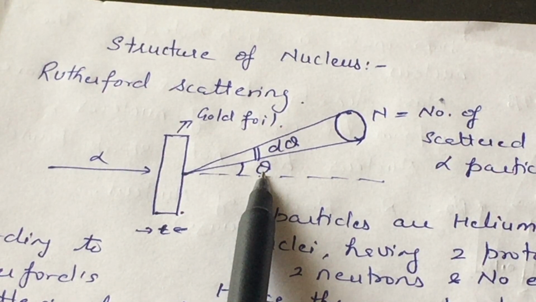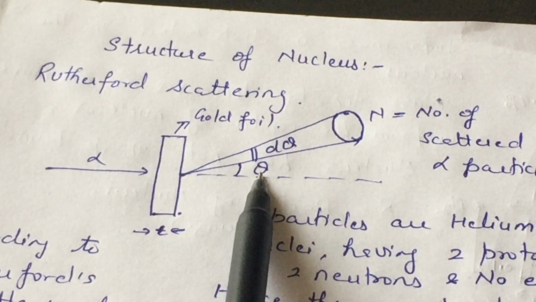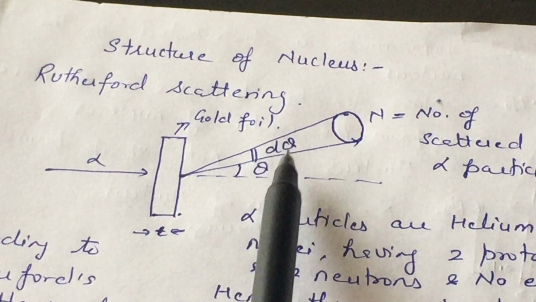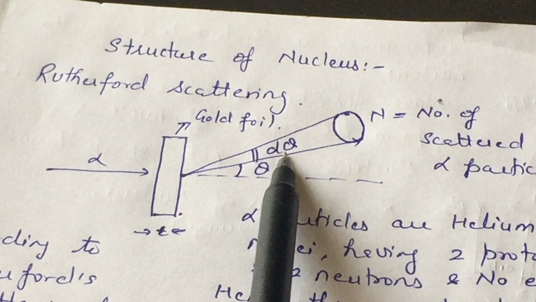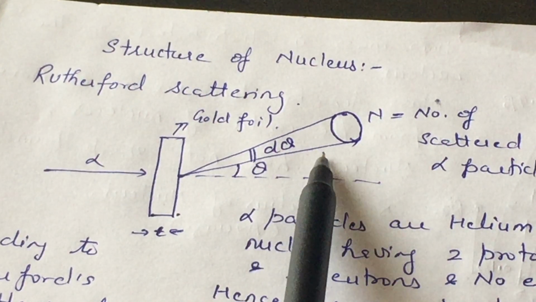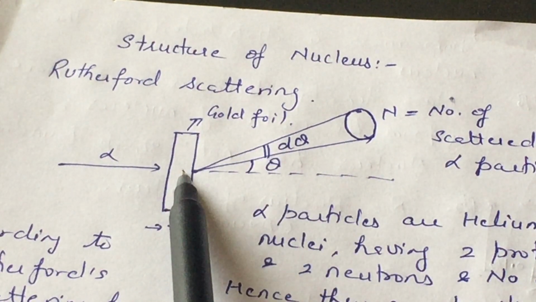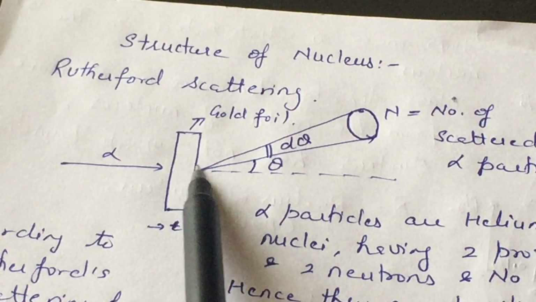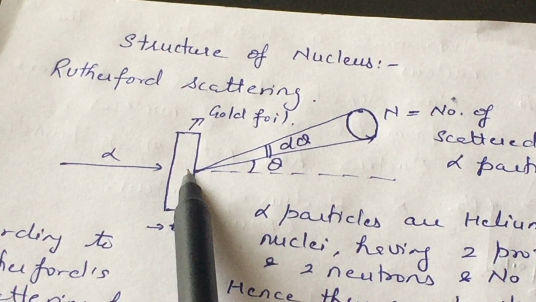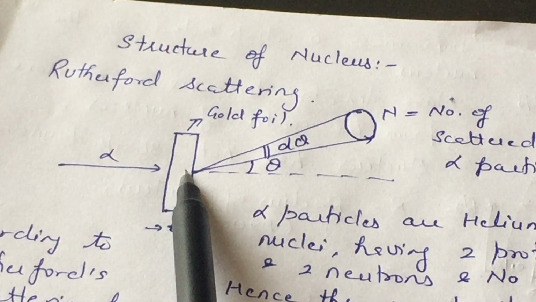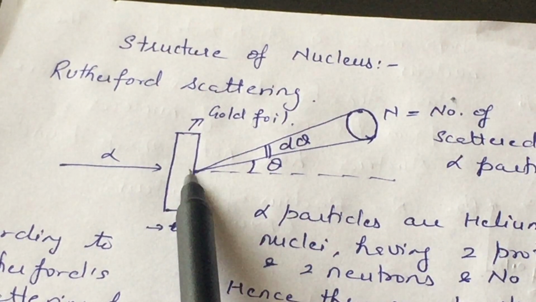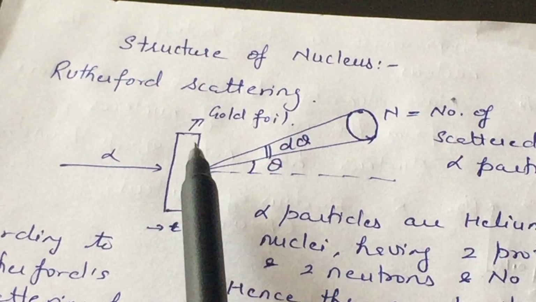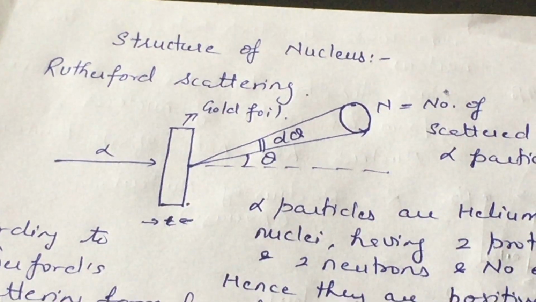To find out the number of particles which are scattered within a range of angle theta to theta plus d theta, we can easily find out what is there in the gold foil, or we can discuss the atom or the nucleus. This is the importance or significance of Rutherford scattering experiment.